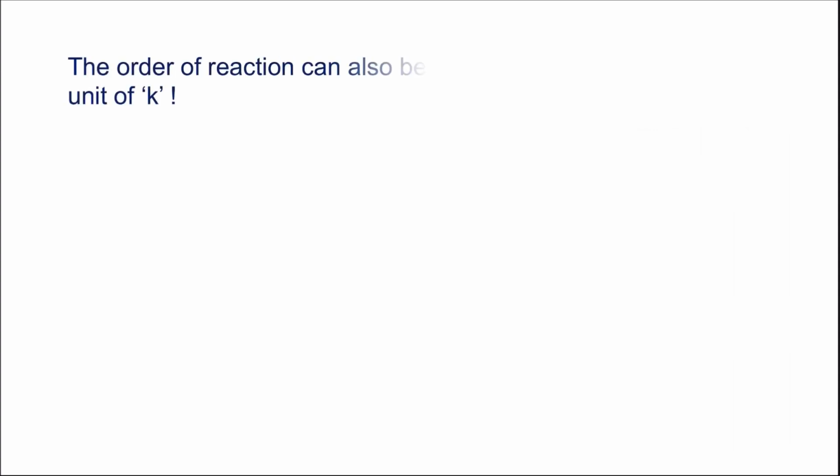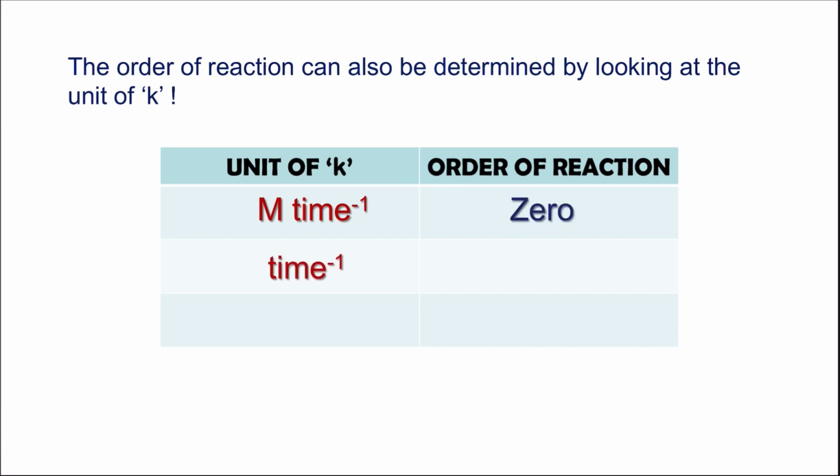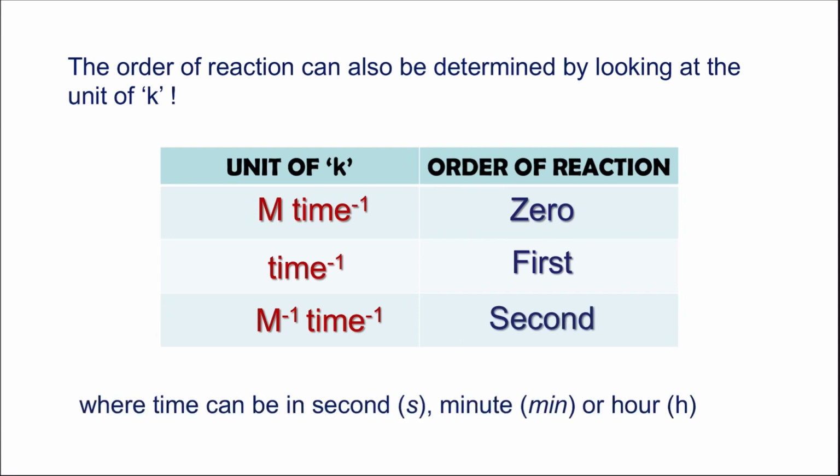Seterusnya, saya buat juga summary. Untuk tentukan order of reaction, kita boleh tengok unit K, rate constant. Sebab tu saya explain macam mana nak dapat unit K tadi. So, untuk unit for K based on order of reaction, for zero order dia adalah molar per time. Untuk first order, dia adalah per time. And untuk second order dia jadi per molar per time. So, itu adalah unit yang awak perlu tahu, di mana time can be seconds, minutes or hour.